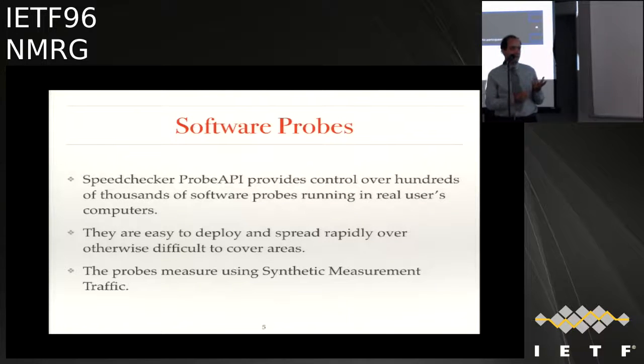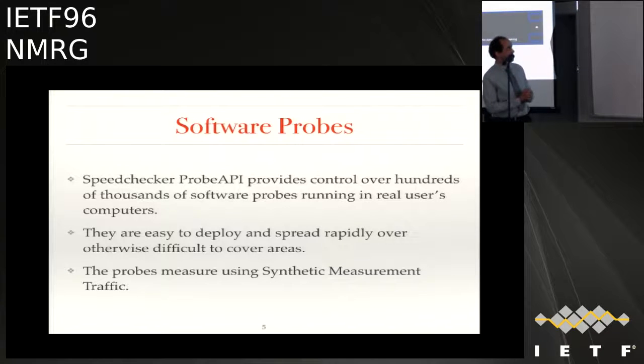So they have the advantage of easy deployment, but also the disadvantage that they are very volatile. They appear and disappear all the time. So we have lots of them. We need lots of them to be able to make reliable measurements. And they work using synthetic traffic.